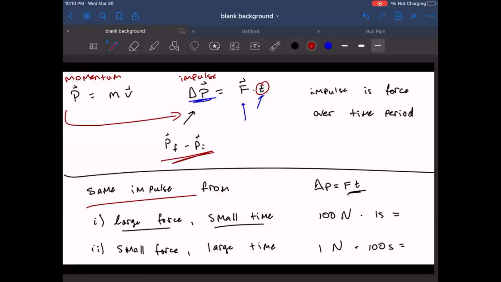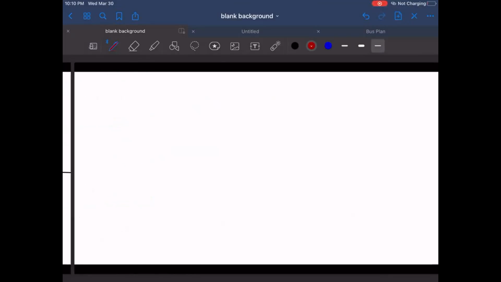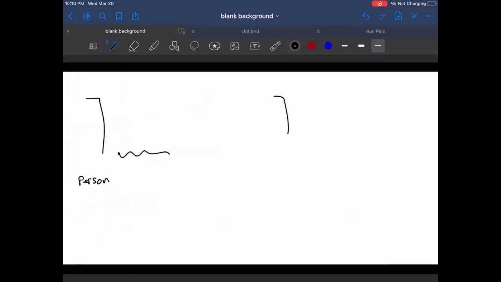Okay, number 2 is two people of identical mass jump off a cliff. One person lands in water while the other lands on solid rock. Ouch. Which person, if either, receives the larger impulse? So this is just the same exact thing we're talking about, but let's go slow and be careful. So we'll say person 1. Water.